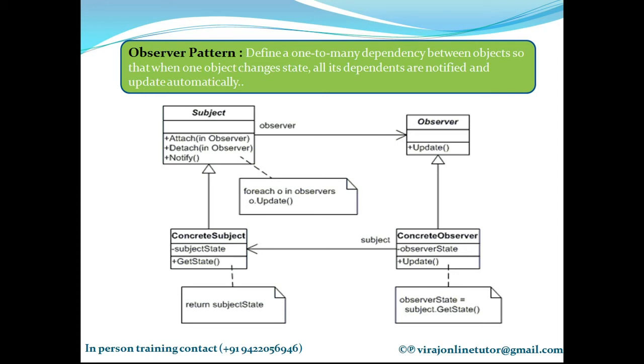So the subject is a newspaper which publishes the event when its state changes via notify. Notify is a mechanism for publishing the event. In notify, it iterates through all the observers in the list and invokes their update function. The update function will get the state of the subject and save it into observer state.